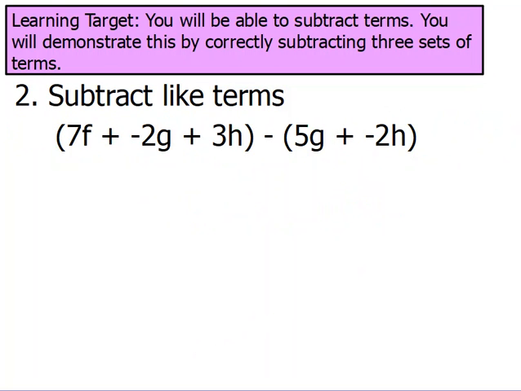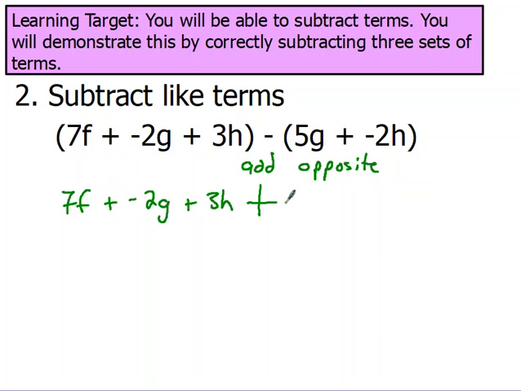Second topic was subtracting like terms, and we are not going to subtract. Instead, we are going to add the opposite. So I strongly encourage you to take the time to rewrite the first one, change it to an adding problem, and then the opposite of 5G would be minus 5G, and the opposite of plus a negative 2H would be plus a positive 2H. Only change one of those, don't change them both.